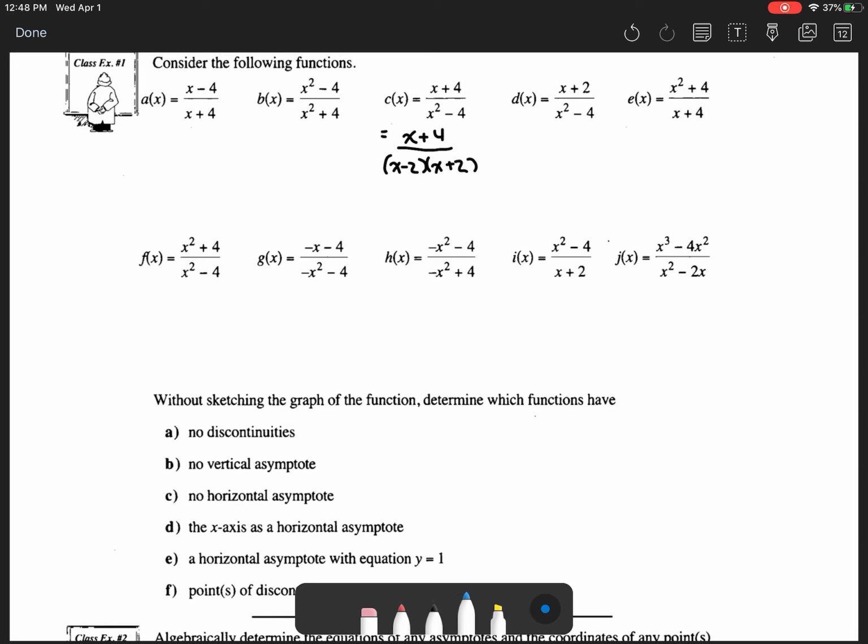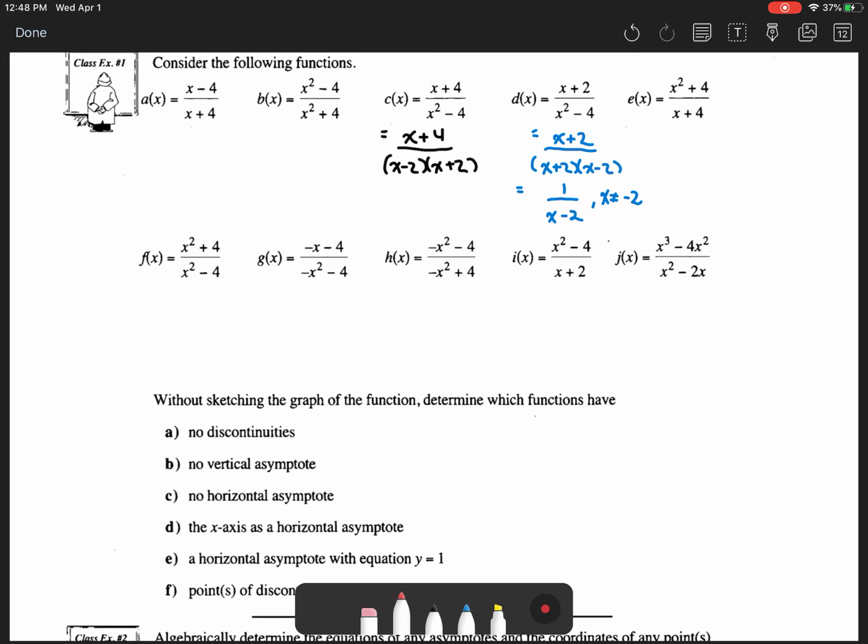D of x, same thing there. We're going to have x plus 2 still in the numerator. The denominator will again be a difference of squares, so x plus 2, x minus 2, but this time I'll be able to cancel the x plus 2's. So I actually end up with 1 all over x minus 2. And I have to state the restriction that x cannot be equal to negative 2 as well as positive 2.